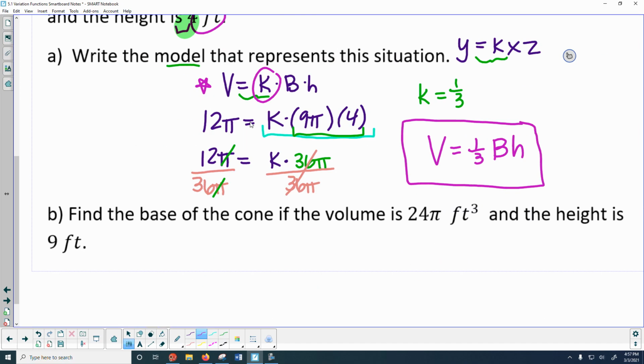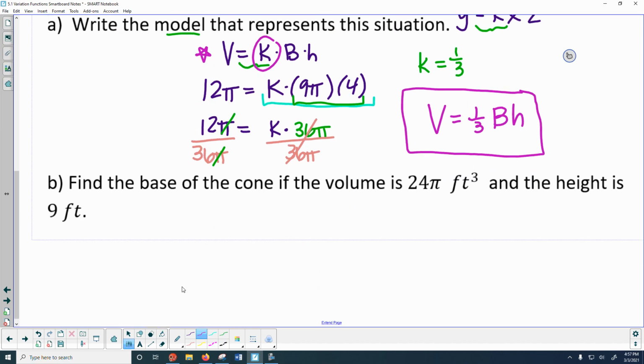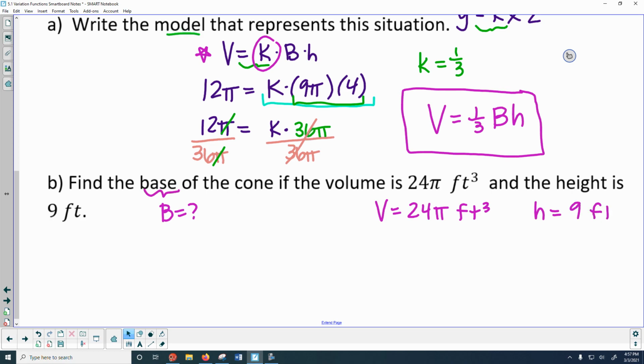Okay, we're going to take that and apply it to part B. In part B, it says to find the base of the cone. Well, again, the base was B, so we're looking for what B is. If the volume, V, is 24 pi, again, its unit is feet cubed, and the height is 9 feet, I'll just write that over here, height is 9 feet.